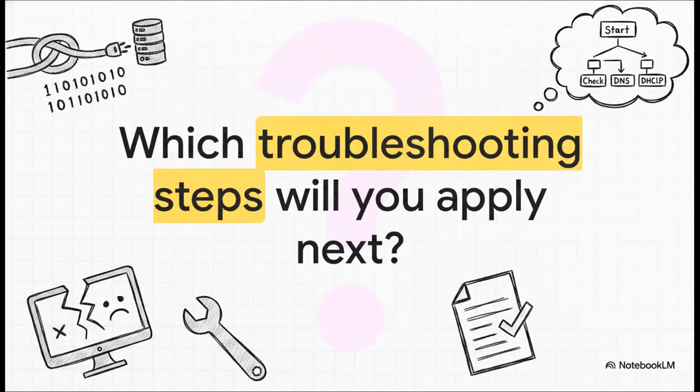We have covered a massive amount of ground today, all the way from DNS and DHCP to analyzing a blue screen of death and prioritizing those ServiceNow tickets. So, I'm going to leave you with this final provocative thought. Which of these structured troubleshooting steps will you apply to your very next support ticket?